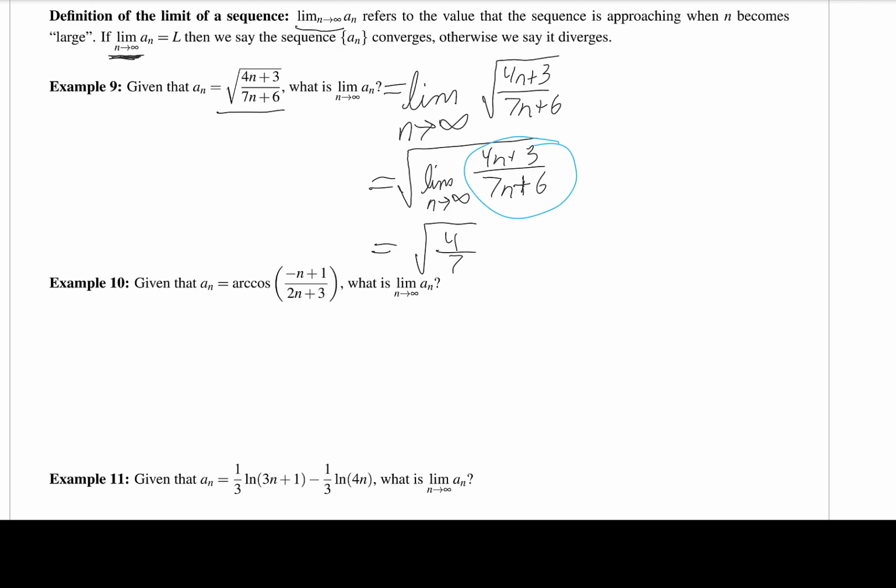Alright, whenever I perform L'Hopital's rule, I'm going to leave a little LH here, as you should, to indicate that's what you did to move between answers.